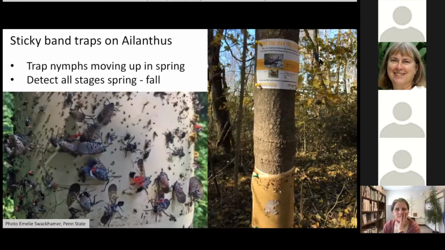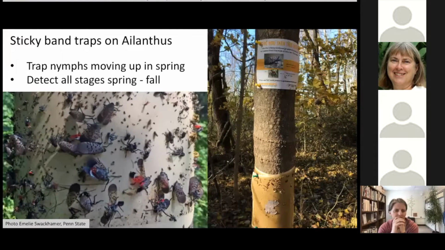Once lanternfly is in the area, or if it is suspected or you were just watching for it, you can use these sticky traps. These are bands placed around the trunks of trees, tree of heaven or Ailanthus in particular. There's one on the right that was on Long Island. On the left, you could see a lot of the adults and some of the nymphs that were trapped.